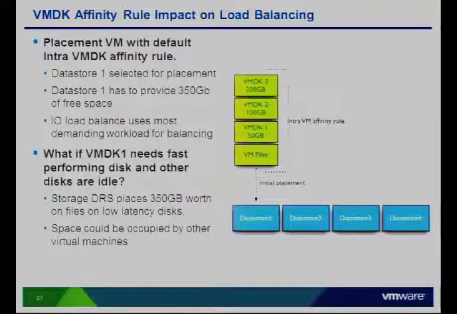So let's shed some light on the intra-VM affinity rule first. What it basically does is it keeps all the VMDKs and files of a VM together by creating a so-called artificial atomic level. And the artificial atomic level is the smallest entity Storage DRS can migrate. So in this case, a VM with 350 gigs, Storage DRS needs to find a datastore with 350 gigs of space available, and also a datastore which fits in regards to the I/O load.